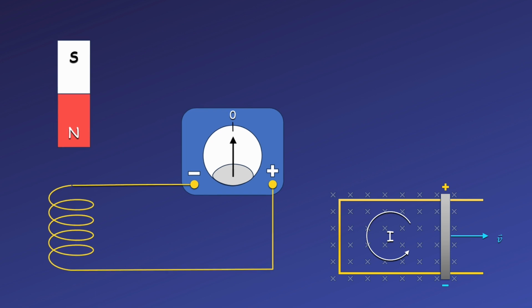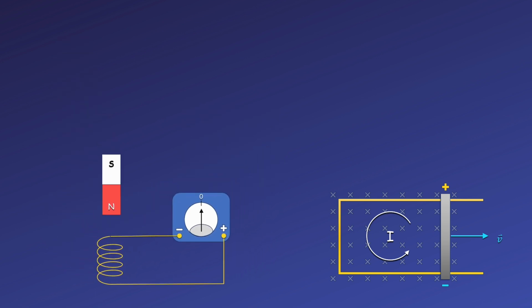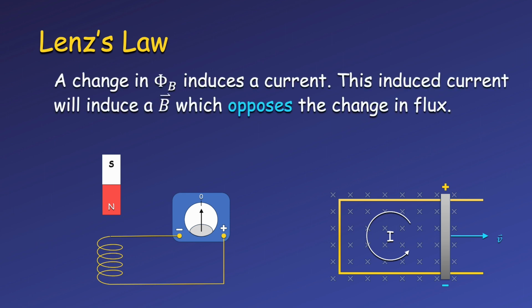And in both of these cases, the magnetic flux through the loop is changing. And we get the direction of this induced current by what's known as Lenz's Law. A change in flux induces a current, and the direction of this current will be such that it induces a magnetic field which opposes the change in magnetic flux.